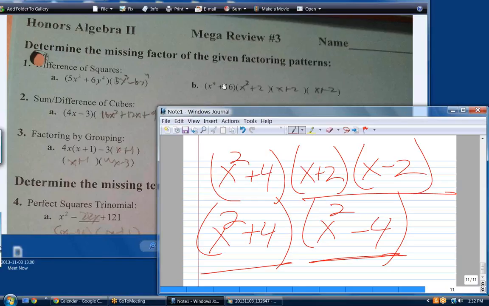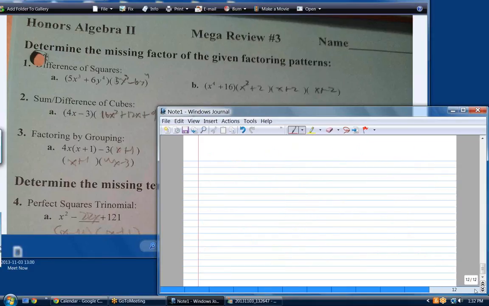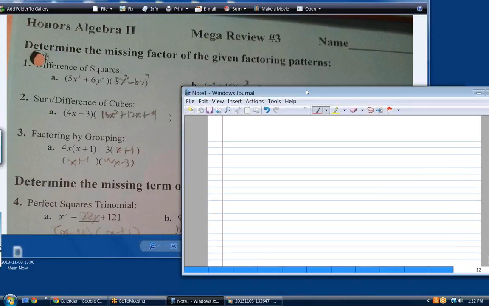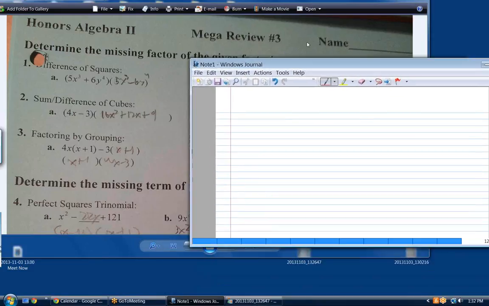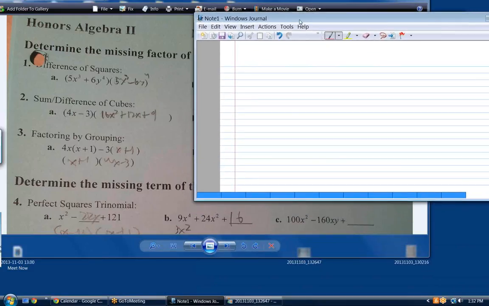This doesn't factor at all. So I think she probably had a typo here. She meant to put minus 16 instead of plus 16. Then her answer would have made sense. Then we would have been looking at difference of squares, but we're not there. Okay, so sum and difference of cubes.